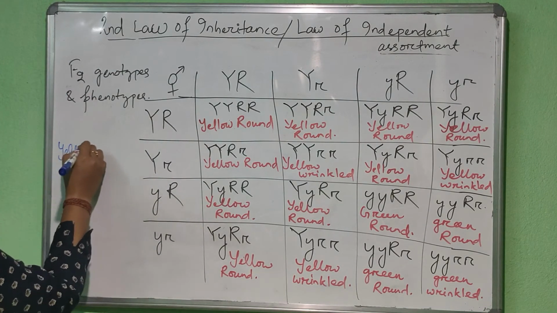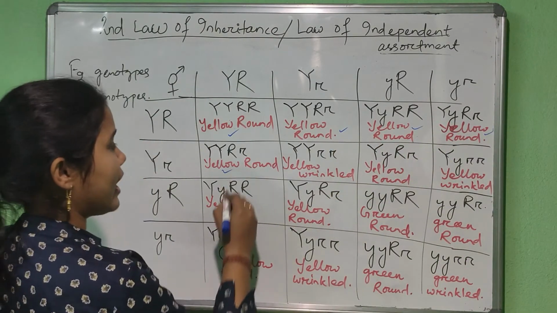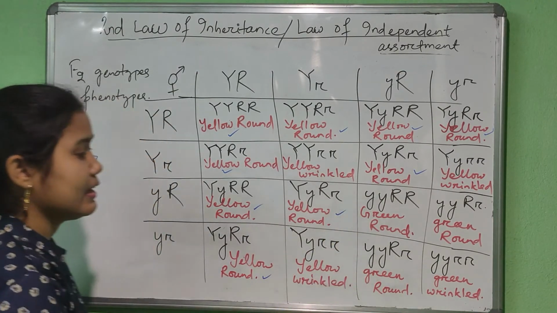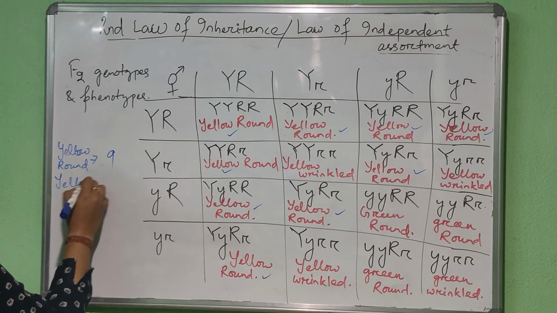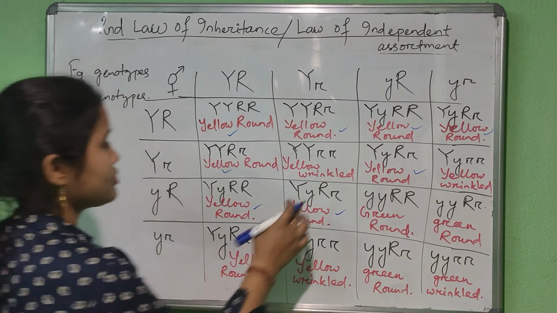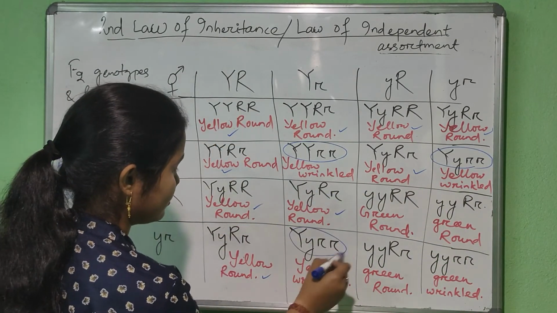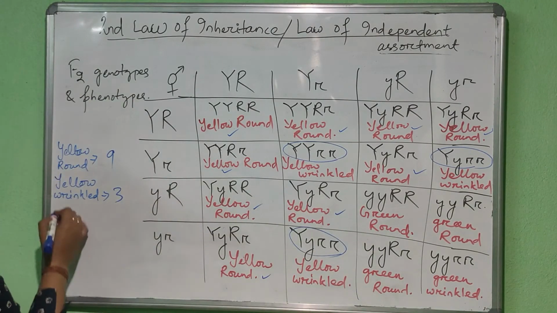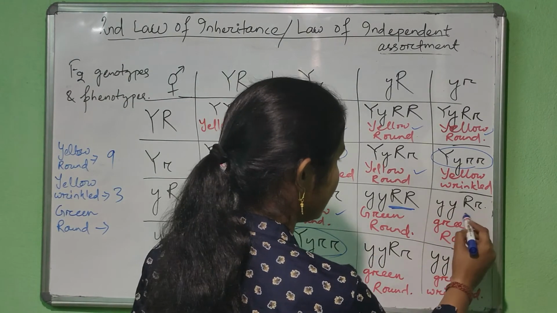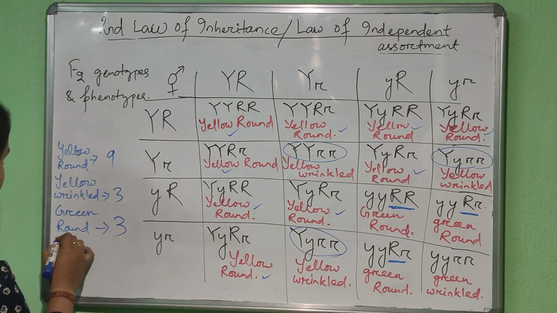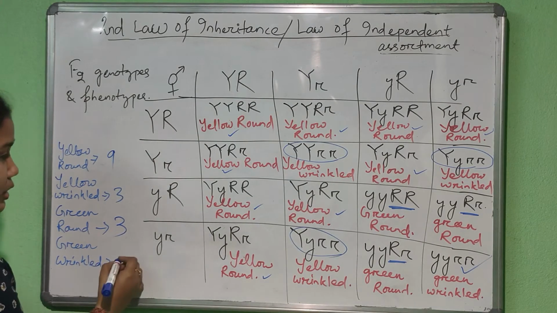So how many yellow and round seeds we have got? 1, 2, 3, 4, 5, 6, then 7, then 8 and 9, right? So 9. Then what are the other phenotypes? Your yellow wrinkled. Clear? So yellow wrinkle कितना हो गया? Your 1, then 2, then your 3. Okay? Then green round. Green round क्या हो गया? हमारा this one, 1, 2, then 3. And then green wrinkled. Only this one. Okay? Your 1.